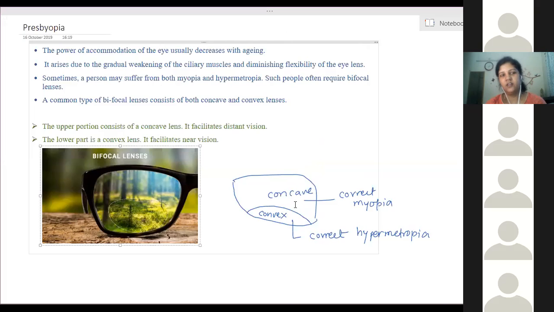And this is myopia. In the next class we'll start with hypermetropia and the final part. So tomorrow, next class, this chapter will get over.